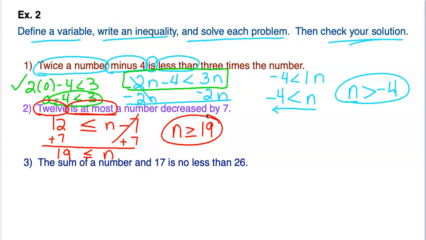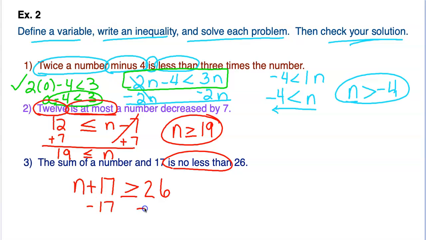And our third and final says the sum of a number and 17, sum means to add, is no less than. Now let's go back to the cookie thing again. If I say that Susie has no less than 26 cookies, it means she has at least 26 and could have anything bigger than that. So no less than means greater than or equal to. So be real careful on the wording of those. They're easy to mess up. So minus 17 on both sides. So we end up with n greater than or equal to 9. And that's it.